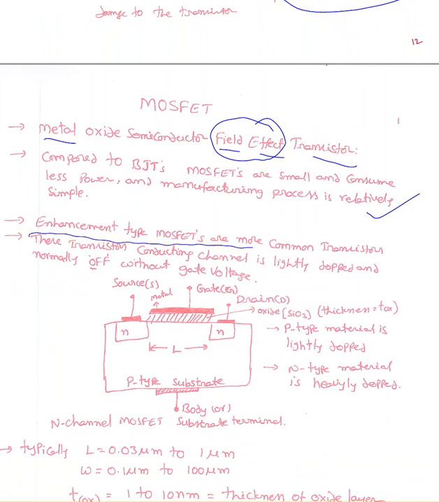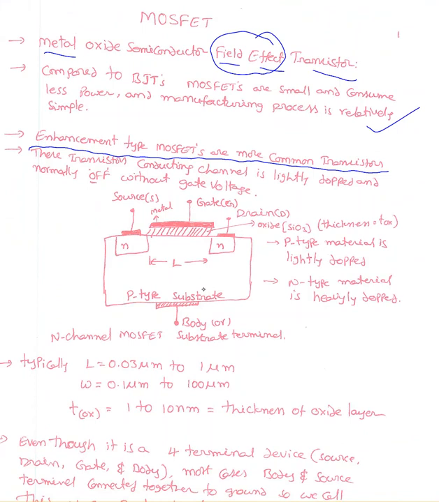Enhancement type MOSFETs are more common transistors. This transistor's conducting channel is lightly doped and normally off without gate voltage. So let me talk about that here. So here also there are two types of MOSFETs. One is N-channel MOSFET, another one is P-channel MOSFET.